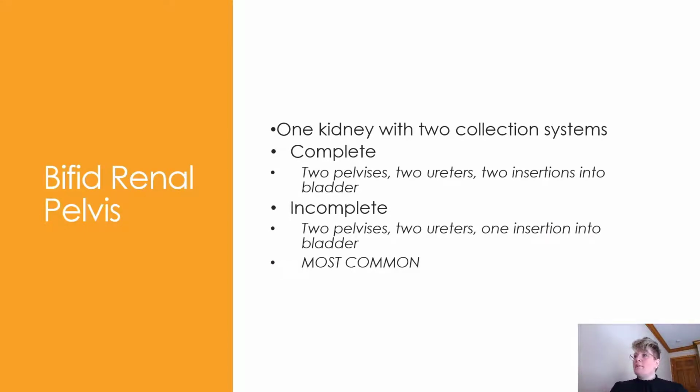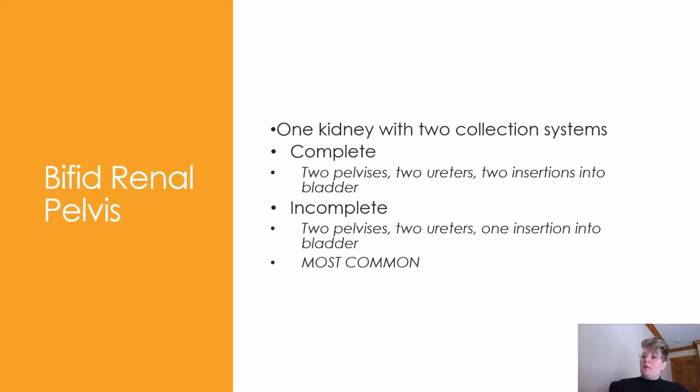The next renal anomaly is the bifid renal pelvis, and this is one of the most common anomalies that you will see. With the bifid renal pelvis, the kidney has 2 collecting systems, and there are actually 2 versions of the bifid renal pelvis. There's complete and incomplete. The complete bifid system is going to have 2 renal pelvises, 2 ureters, and both of those ureters are going to insert into the bladder. The incomplete version, which is more common, is going to have 2 pelvises, 2 ureters, and then those ureters are going to join together at some point before their one insertion into the bladder.